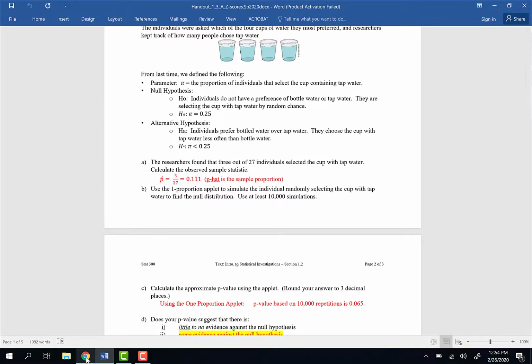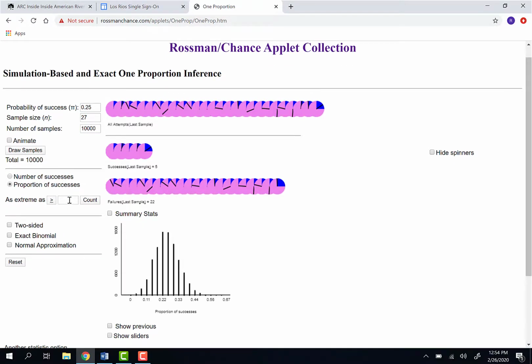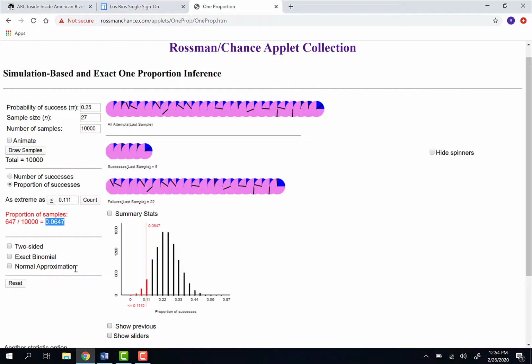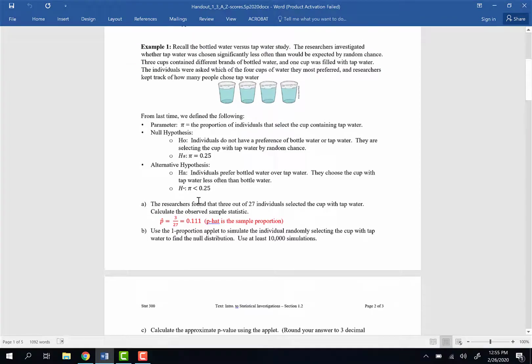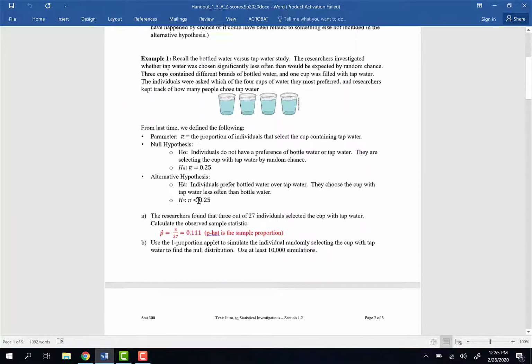So when we go back to the one proportion applet, that is my statistic, 0.111. Make sure that this symbol matches our alternate hypothesis, which was less than. So I'm going to change it to less than, and there's my p-value, 0.0647. When I did the handout, I got a different result.